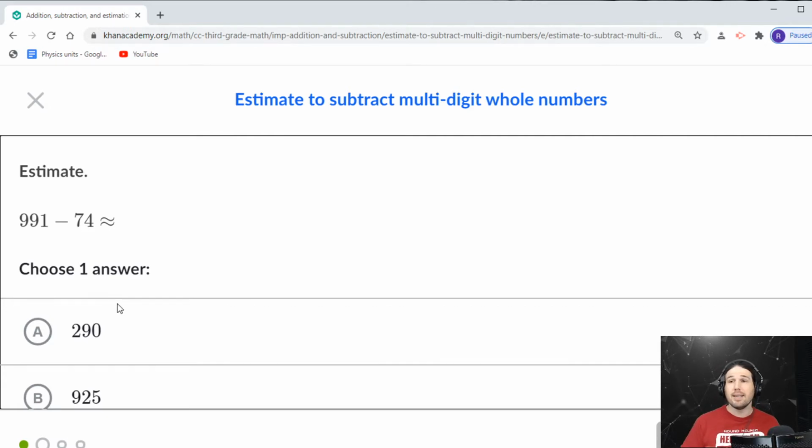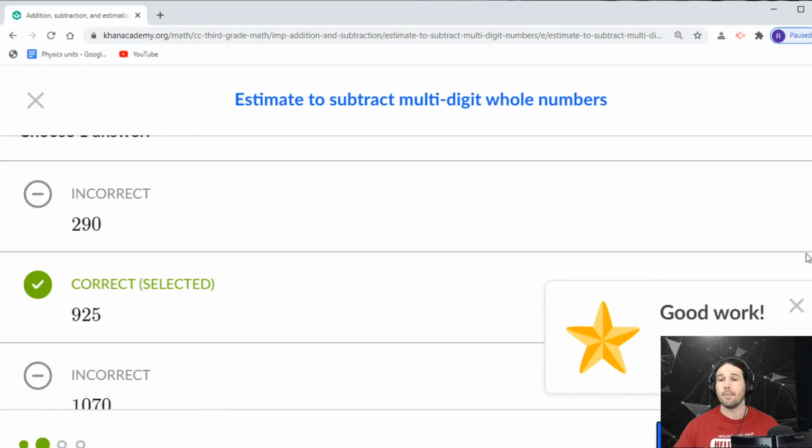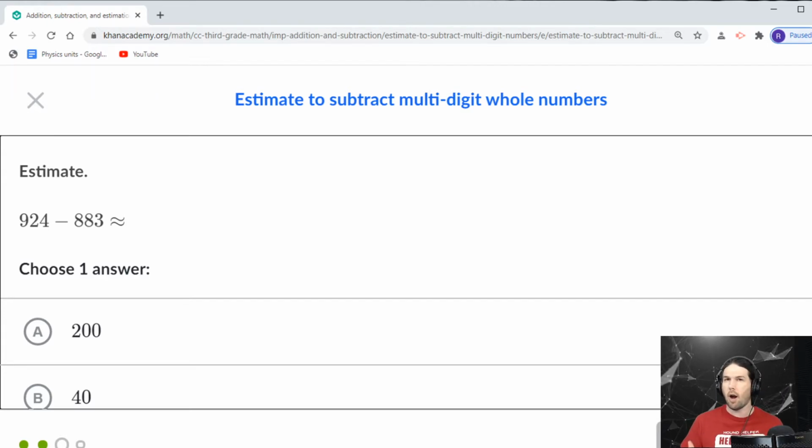991 is about 1,000. 74 is about 80. So 1,000 minus 80 would be 920. The closest one to what I thought it was is 925. There will be times when a student will think, no, my estimate was better than what Khan Academy's answer is, and that's probably valid. Sometimes it's not obvious which way you're supposed to go, and sometimes two of the answers are really close, and I don't really have any good strategies for that, I'm afraid. Go with your gut, go with the one that is closest to what you initially thought it was going to be.